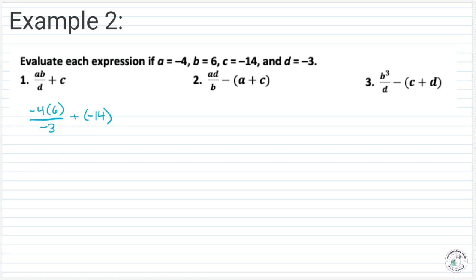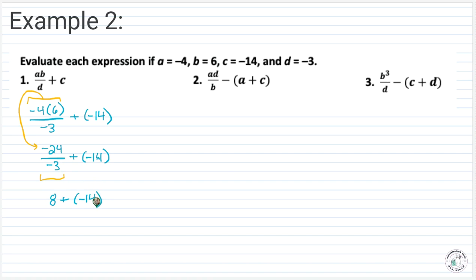So we're actually going to start at the top here. That's going to be our first step. So -4 times 6 is going to be a -24. Then we still have that divided by -3 plus a -14 on the end. Now our next step is to worry about this division. So -24 divided by -3 is going to be a positive 8. And we still have that plus -14.